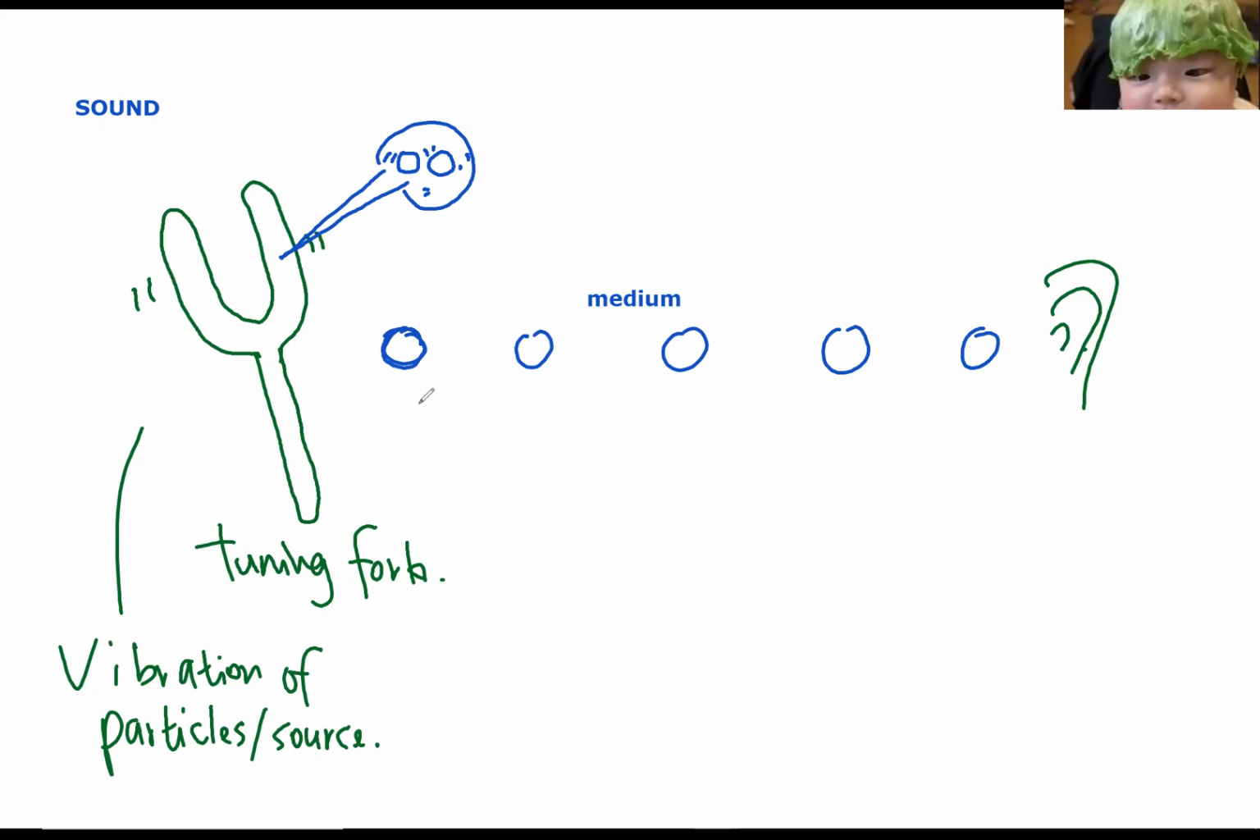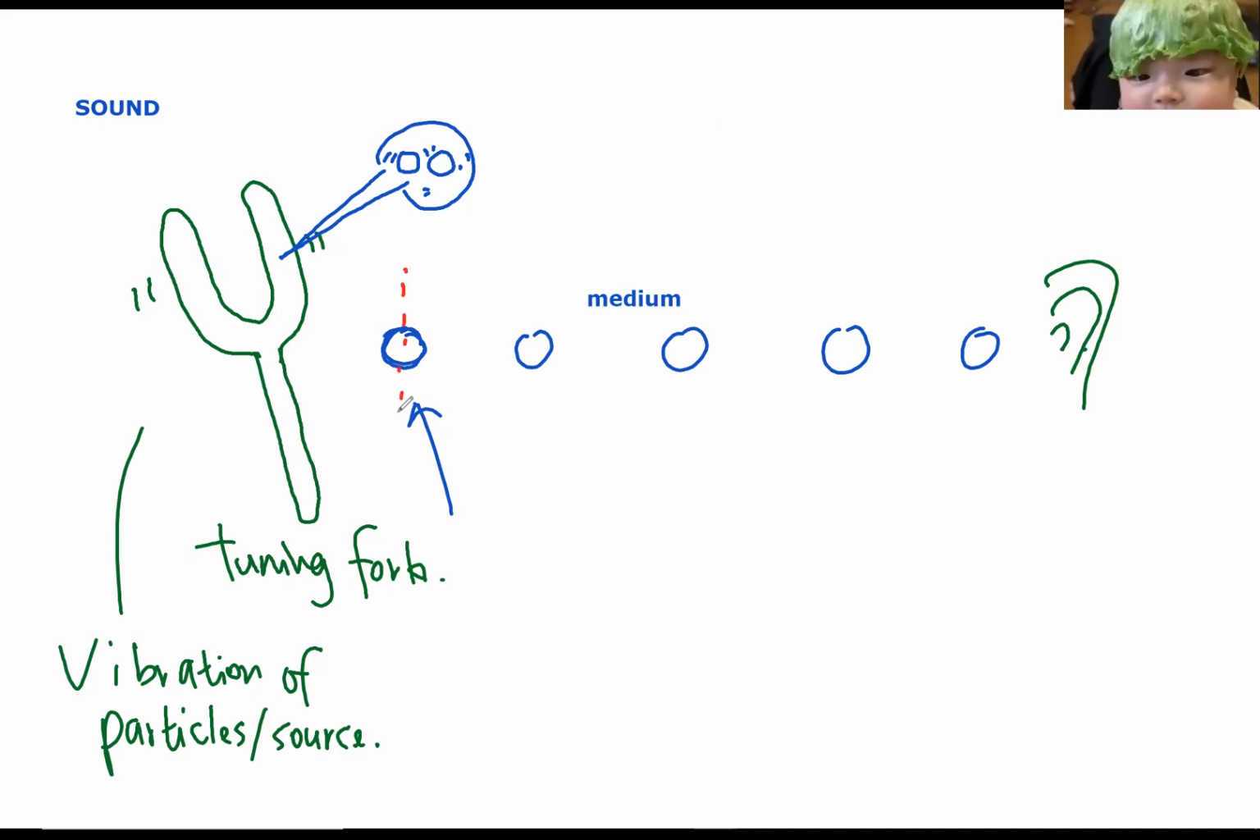Which one is the closest air particle? This one, the first one. This particle will start to vibrate and transfer the vibration to the particle next to it. How does the particle vibrate? It vibrates back and forth, left and right. Let's say I just plot 3 points.